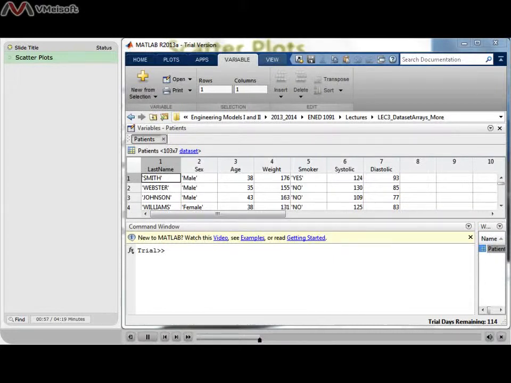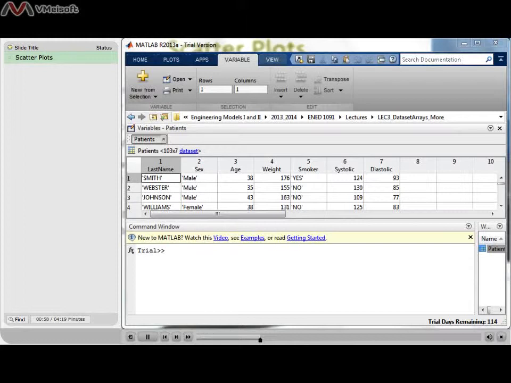The MATLAB function used to create a scatter plot is called scatter. My first argument is going to be what I want on the x-axis. My second argument is going to be what I want on the y-axis. Remember, this is a data set array called patients, so patients.weight would be the columns of weights. Patients.systolic would be the columns of systolic blood pressures. And if I go ahead and execute this command, I get a rather messy looking scatter plot.